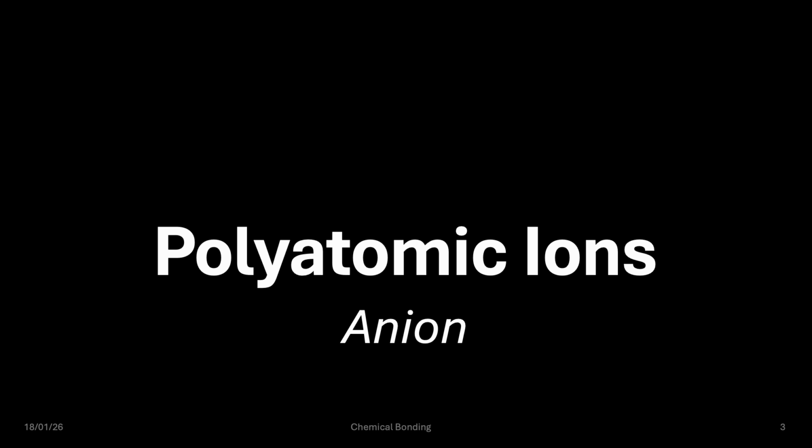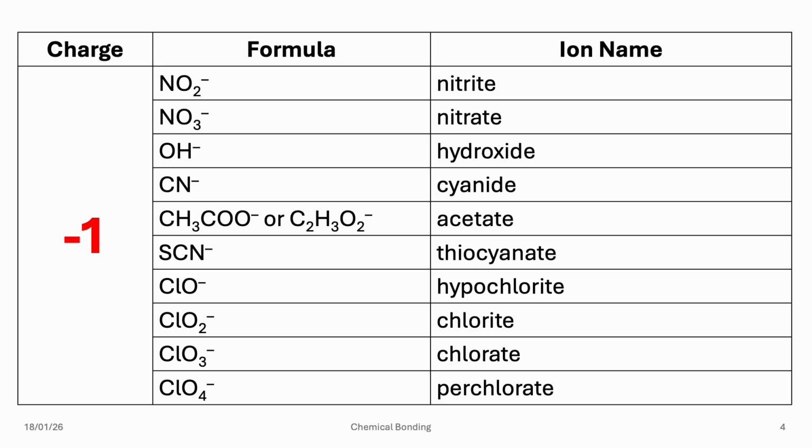Next, the polyatomic ions which are anions. The first are the ones with a -1 charge. Pay attention to the formula, and also pay attention to the name. I cannot help you with this one. There is no pattern. Even if there is a pattern, there will be too many exceptions. So maybe you just remember it. Maybe you can have your own method to memorize it, maybe use flash cards, or just use your own method.